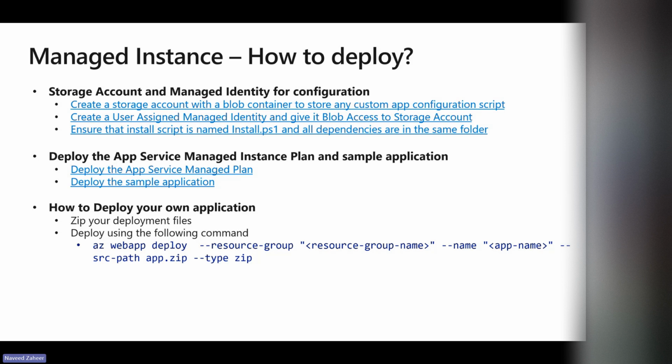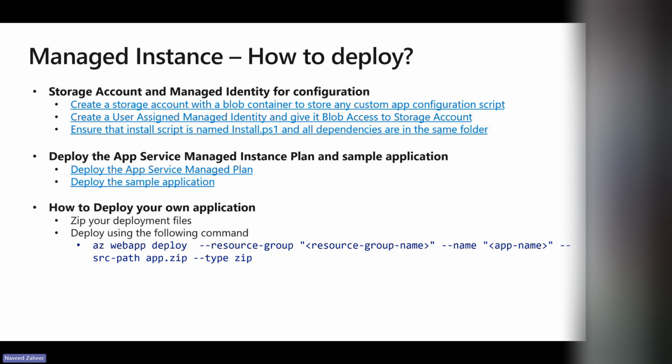Okay, so here is at a high level how this thing will work. First of all, you create a storage account with a blob container where your custom configuration script will reside. I have provided the links here so you can go in and access these. Second thing is that you will create a managed identity, user assigned managed identity, and give it appropriate blob access to read that blob from that storage account.